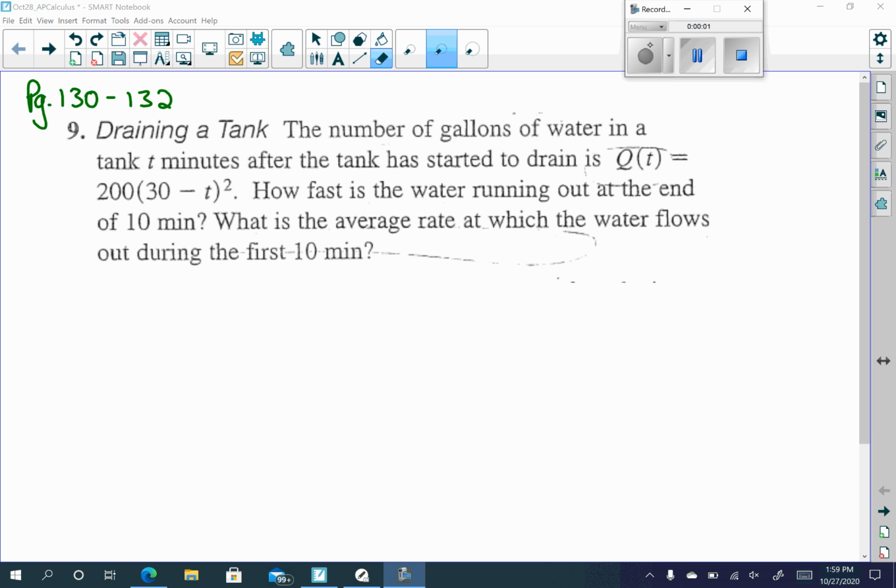Hello everyone. Today I'm going to go over some more homework problems and then we are going to start the next section, which is the derivative of some other trig functions. So the first problem I want to take a look at, pages 130 to 132, number 9.